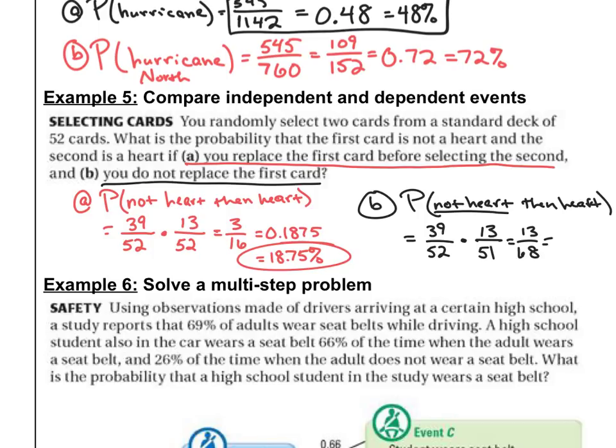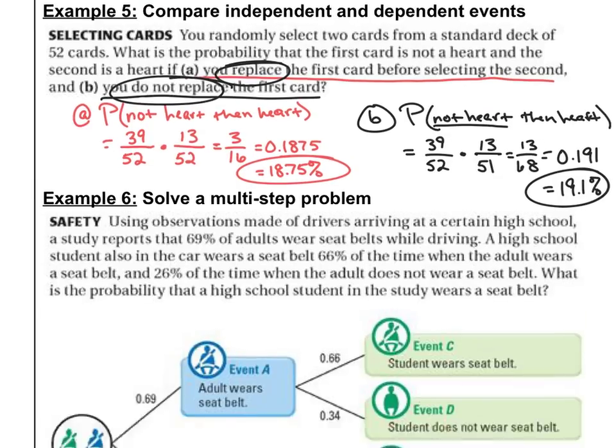Which, when you change that to a decimal, you'll get 0.1191, which is 19.1%. Okay? So make sure you really understand the difference between not replacing and replacing. Not replacing is dependent, replacing will make it independent.